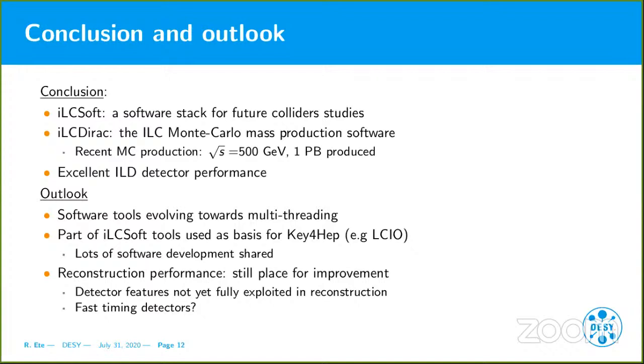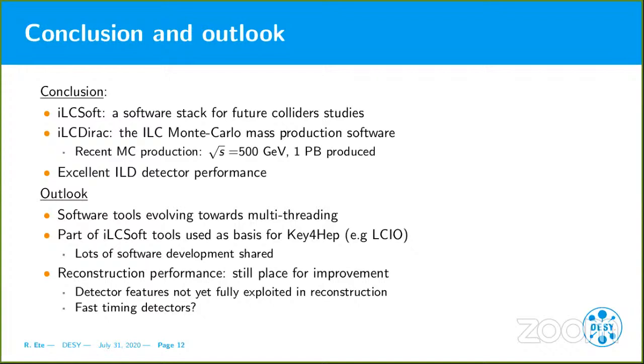And for the outlook, I would say that we are putting quite some effort also to make our software stack evolve towards multi-threading usage. It was actually my personal work also on this. Part of the tools that I've presented, namely SCIO, for example, is actually used as a basis for this project you might have heard about. It's Key4hep, which is maybe the future framework for future experiments. And there's a lot of software that we actually share there, and we are very proud of it.